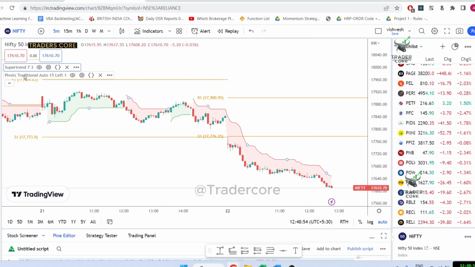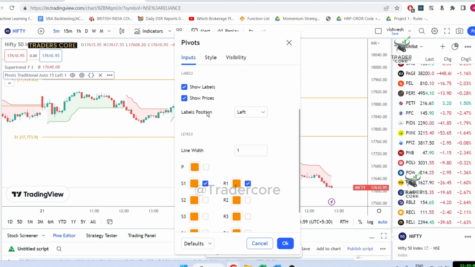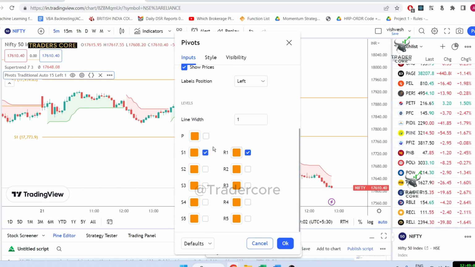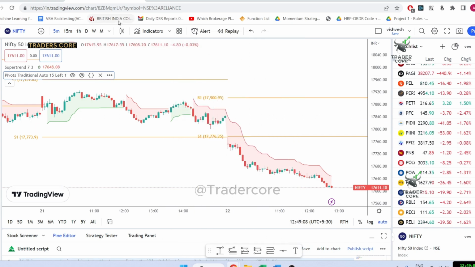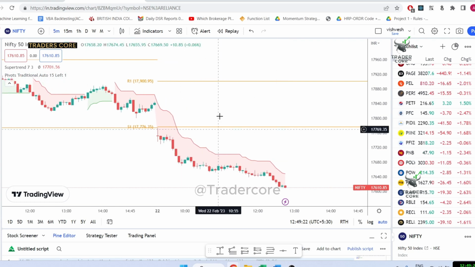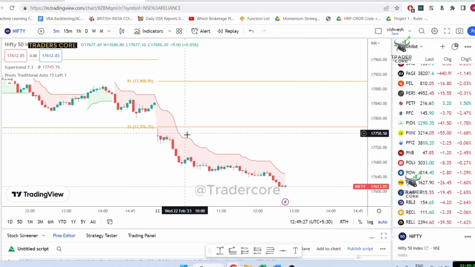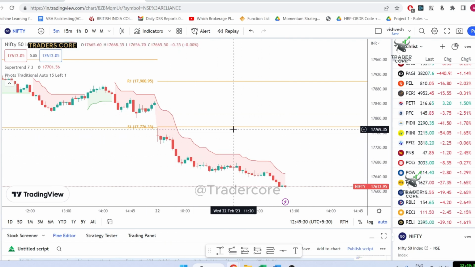And the second indicator that I use is the pivot points. So this is the standard pivot points, and in this I only require S1 and R1, which is basically your support and resistance. So once you add those, you will get these lines on the chart. And I trade it on a 5-minute time frame since I'm looking to get quick entries and quick exits in this strategy. I trade it on a smaller time frame.